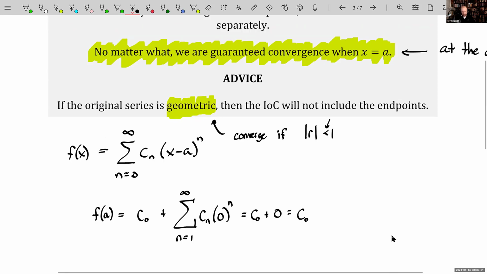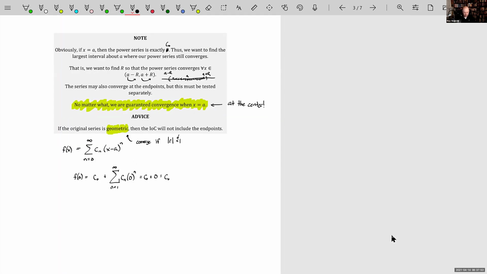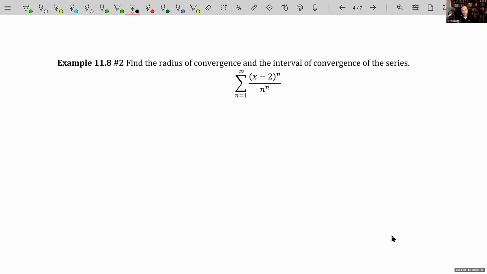Okay. All right. So that's just a little page of advice. The main thing to take away from this is that if it's geometric, you don't have to test the endpoints. And all power series converge at their center at the bare minimum. They all converge minimally at their center. They might converge elsewhere, but they definitely converge at their center. So let's go ahead and play with some power series. Let's just do a ton of examples because it's good to get the experience, right?